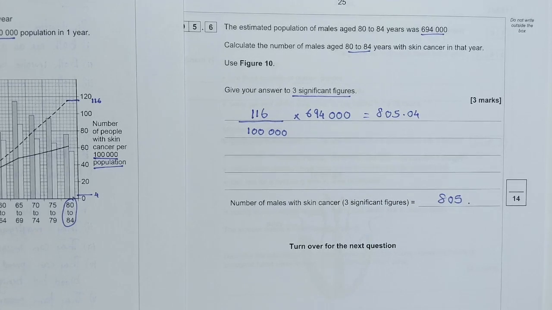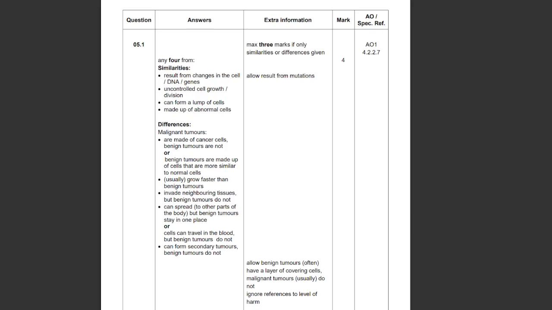So let me show you the marking scheme and quickly move on to question number 6. In the marking scheme, as you can see, they have clearly separated out the similarities and the differences, and they have given 4 different points, and I've covered all of these points. You're only expected to write any 4. Maximum 3 marks if only similarities or differences given. So if you just write down the similarities without any differences, you'll only get a maximum of 3 marks. So you have to write both of them, and you can see we have covered all the differences as well. Benign tumors often have a layer of covering cells.